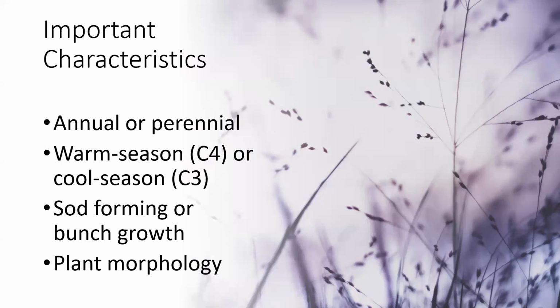So some of the important characteristics we're going to talk about with grasses are below. These are important when we talk about doing grass identification and in understanding how grasses grow. So we're going to talk about annual and perennial grasses, warm season and cool season, sod forming and bunch growth, and plant morphology or plant parts of grasses.